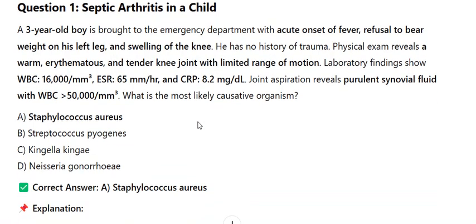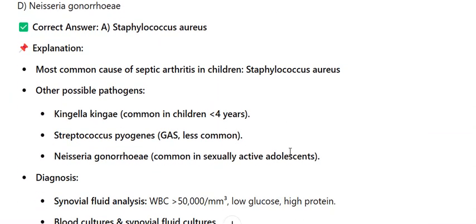Correct answer, A. Staphylococcus aureus. Explanation: most common cause of septic arthritis in children. Other possible pathogens: Kingella kingae, common in children under 4 years. Streptococcus pyogenes, group A strep, less common. Neisseria gonorrhoeae, common in sexually active adolescents.